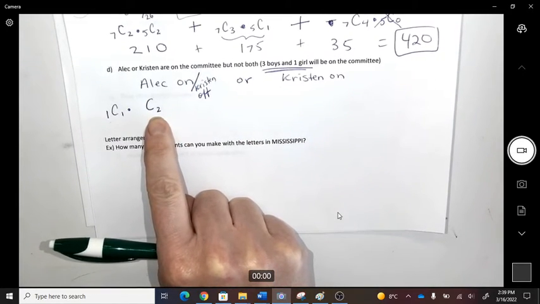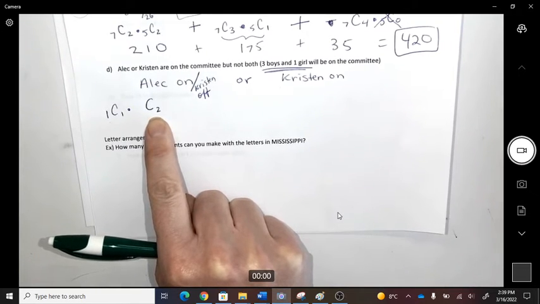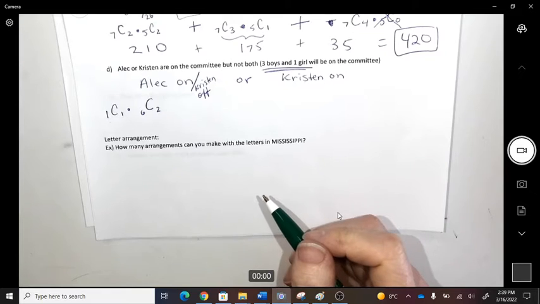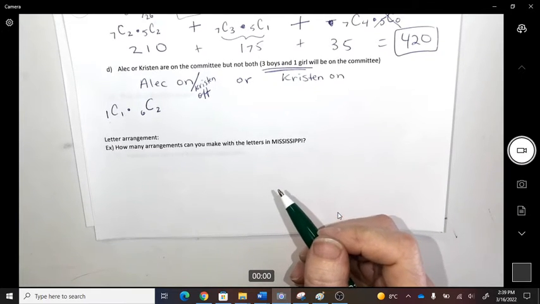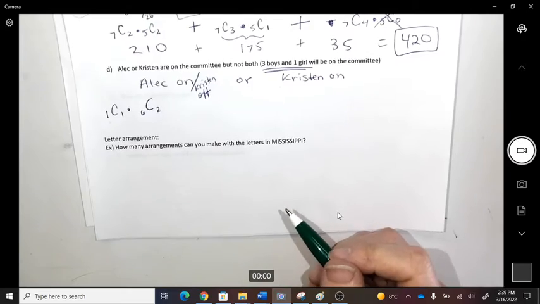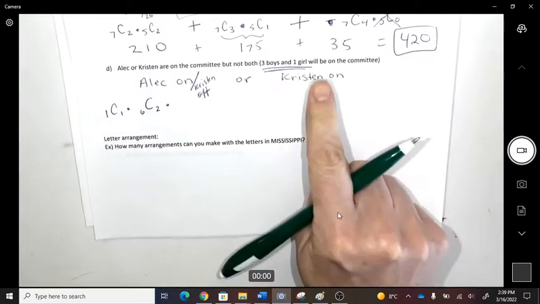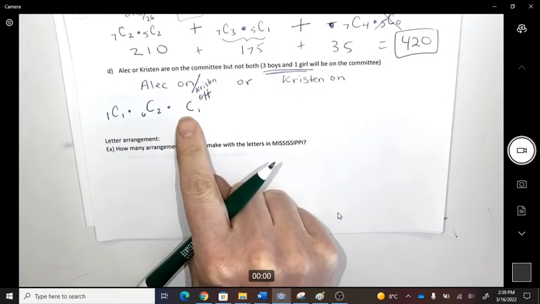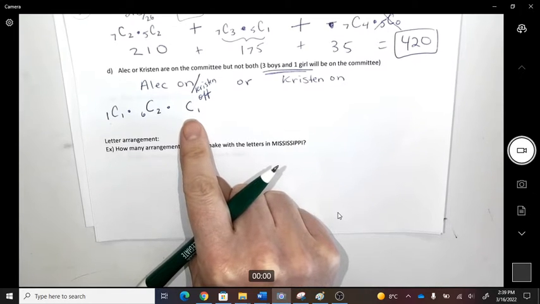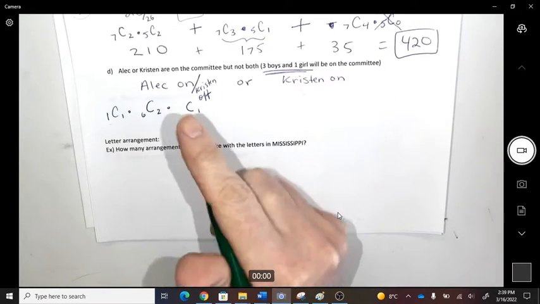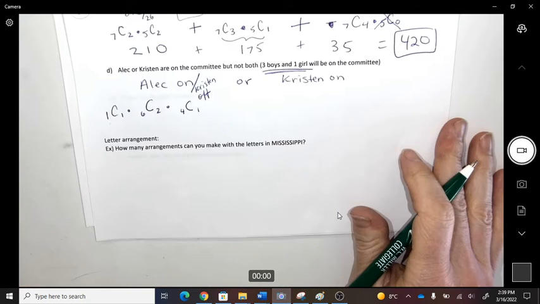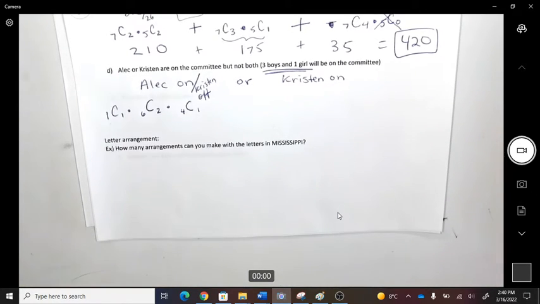How many choices do I have for boys? What do you say? Six. Six, yeah. Why is it six instead of seven? Because Alec's not in my choices anymore. He's already on there. So when I go back to look, I only have six boys to choose from. I need one girl, so I'm gonna choose one girl. How many girl choices do I have to pick from? Four. The reason is because you are not allowed to pick Kristen. So she's not in your choice pool.